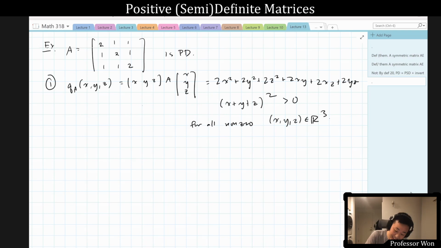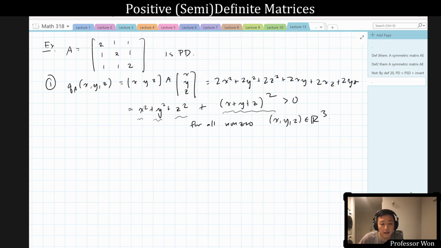This is equal to x squared plus y squared plus z squared plus (x plus y plus z) squared, which is greater than 0 for all x, y, z in R3. This is easy enough to see because each of these terms is always greater than or equal to 0. This term is always greater than or equal to 0.